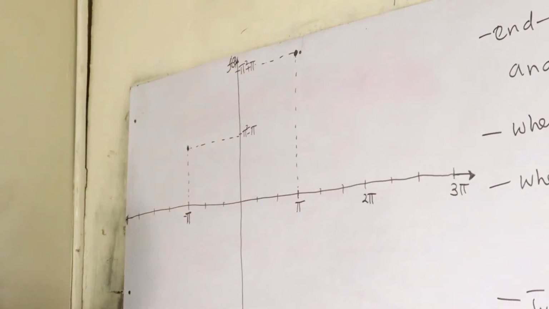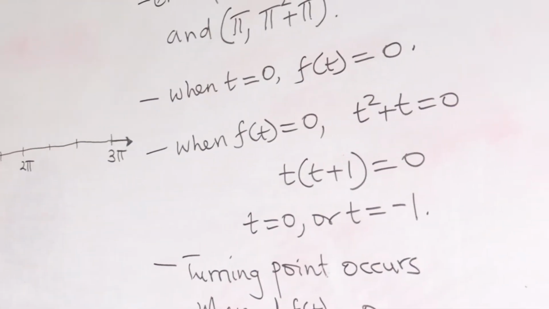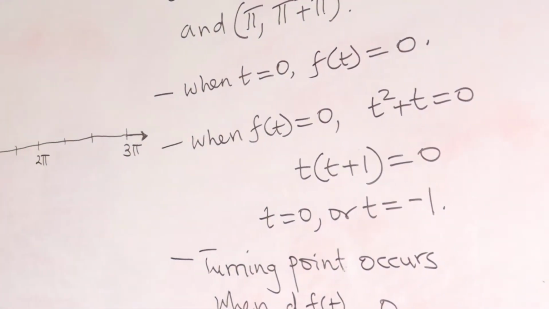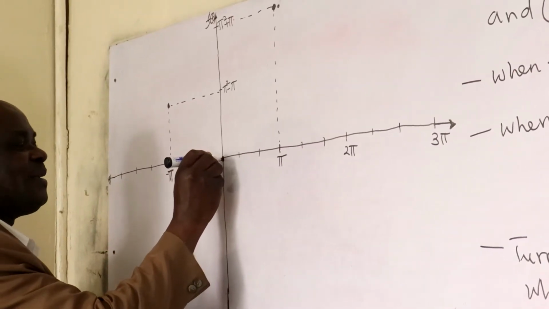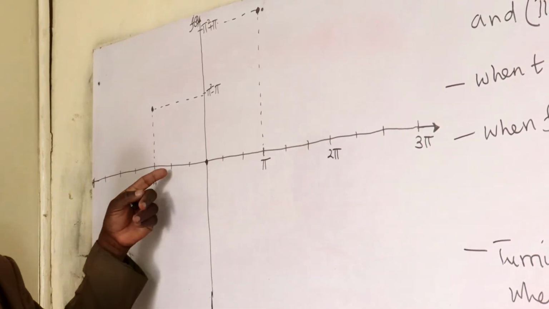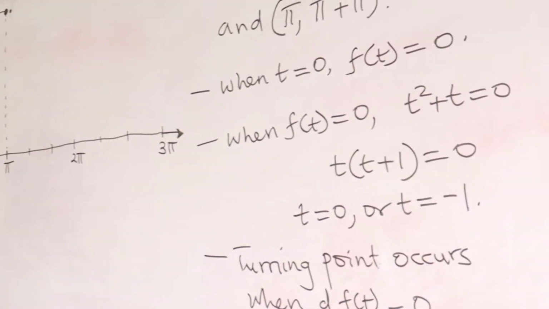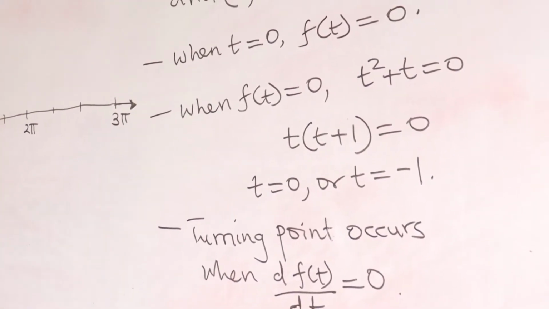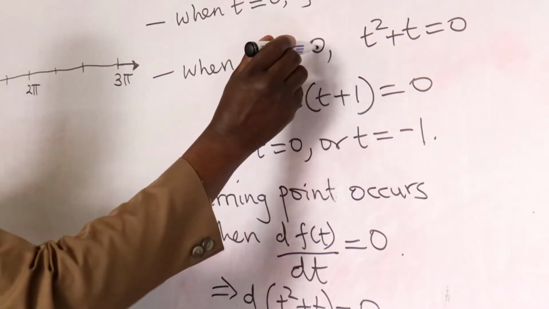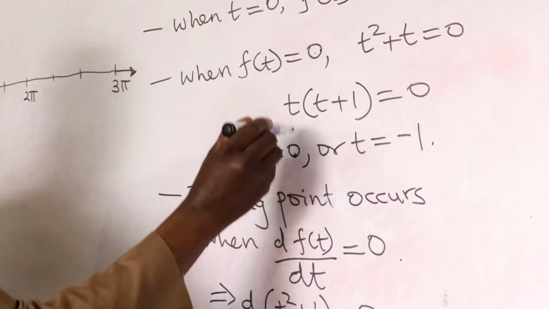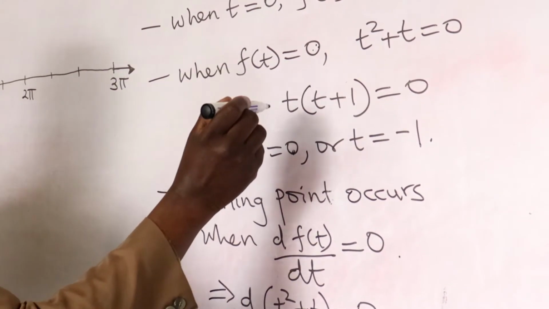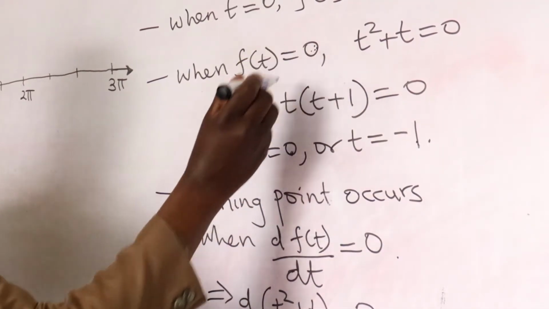Then our graph will cross our vertical axis at the point 0, 0. That is the y-intercept. Where will it cross our horizontal axis, the t-axis? When t is 0, f of t is also 0. Now again, when t is -1, f of t is also 0.